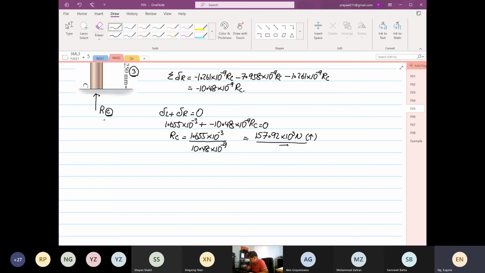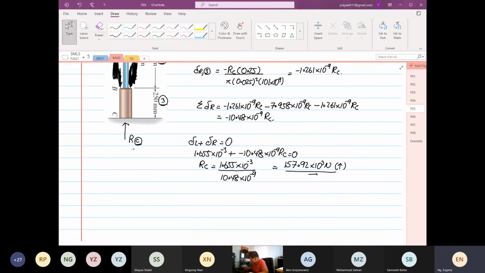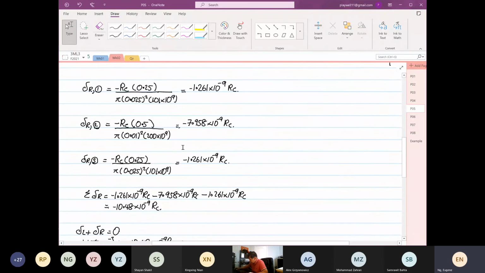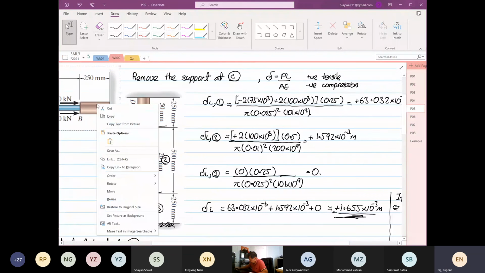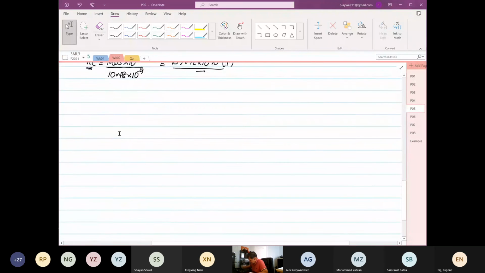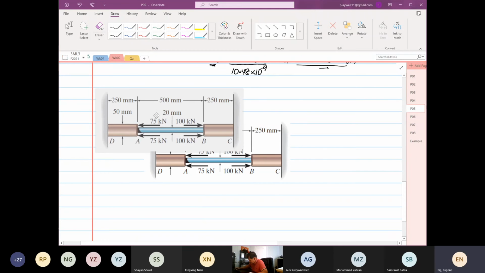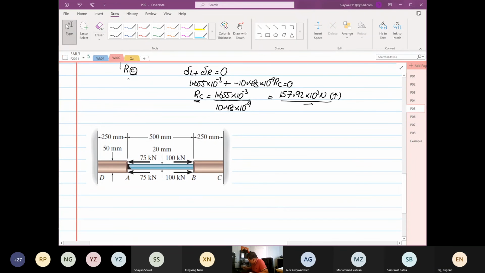Okay, so we're going to continue this question. We found the reaction at point C. Next, we need to find the reaction at point A. So I'm going to copy this diagram over here. We know that over here the RC is pushing in at 157.92 times 10 to the power 3 Newton.